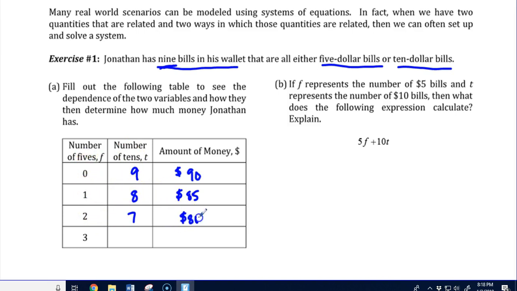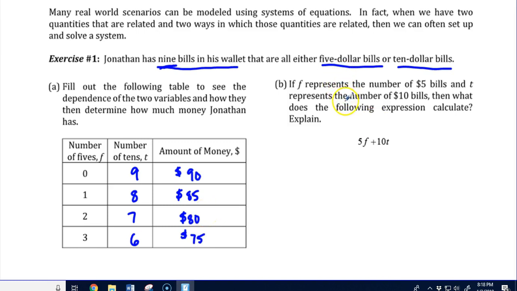I think I'm feeling a pattern here. It's going down by 5s. Let's see if the next one comes out the same. 3 5s would leave 6 10s. That's $60 plus 15 out of the 5s. 60 plus 15, 75. Sure enough. So there's that pattern.